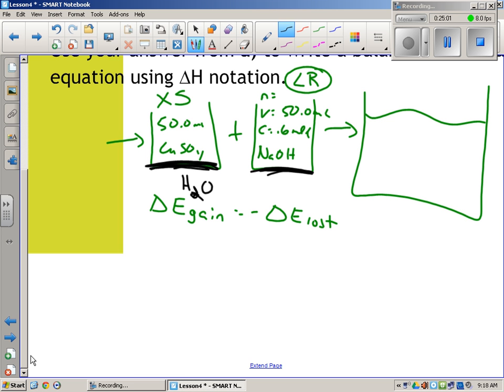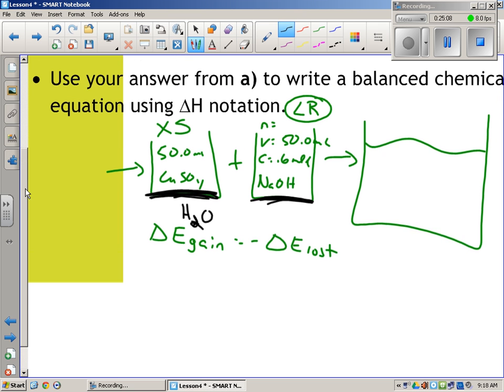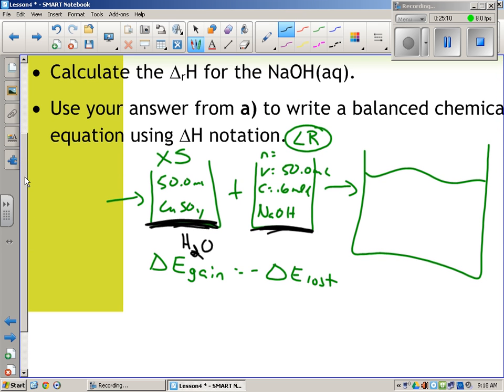What's losing the energy then? There's a couple things you can think of. Go back up to the reaction here, or go back up to this part here. Remember, first of all, look at the question. Calculate the delta rH for sodium hydroxide. Basically, that's telling you right there I don't really care about the copper(II) sulfate so much. I'm interested in the delta rH for sodium hydroxide. So that's the part you want to focus on here. That's what's going to drive this equation.